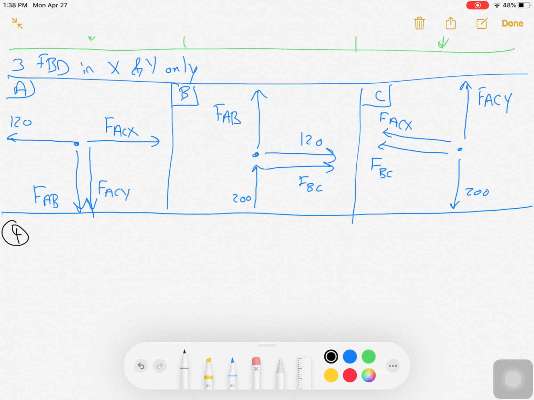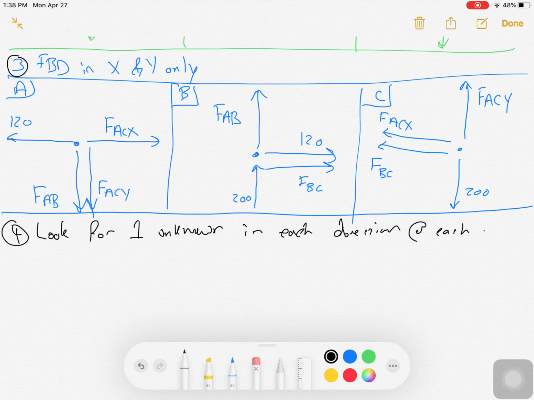Step 4. We are going to look for one unknown in each direction at each joint and solve it.